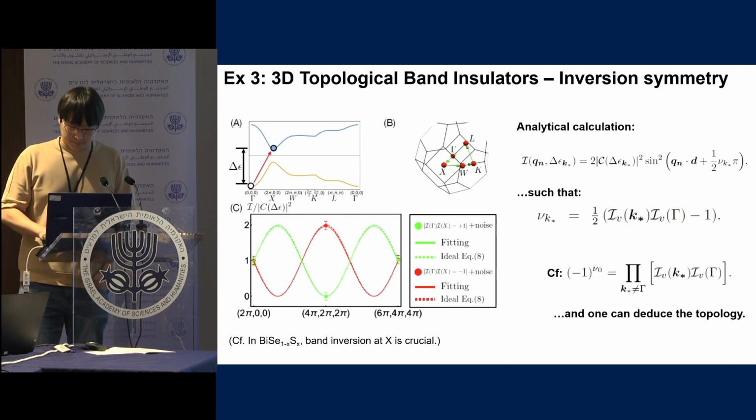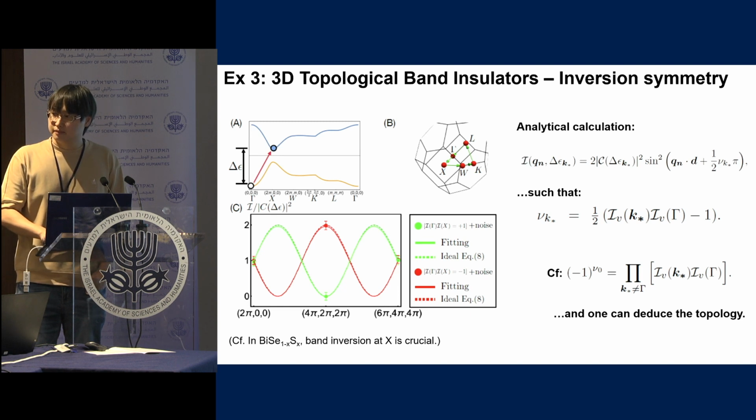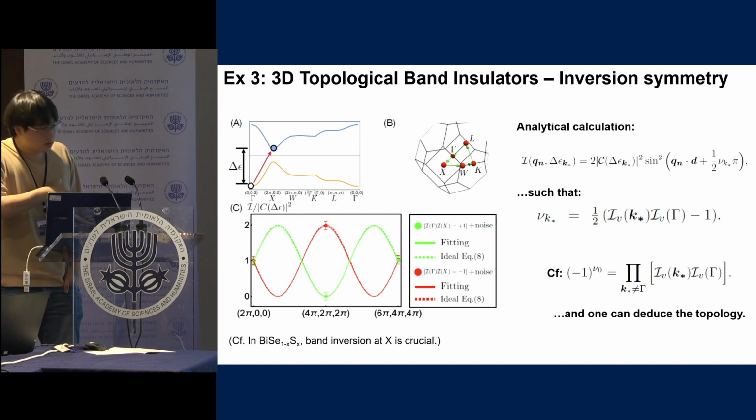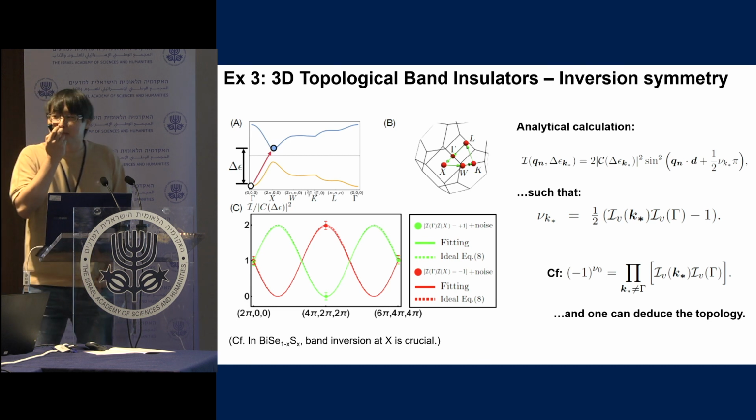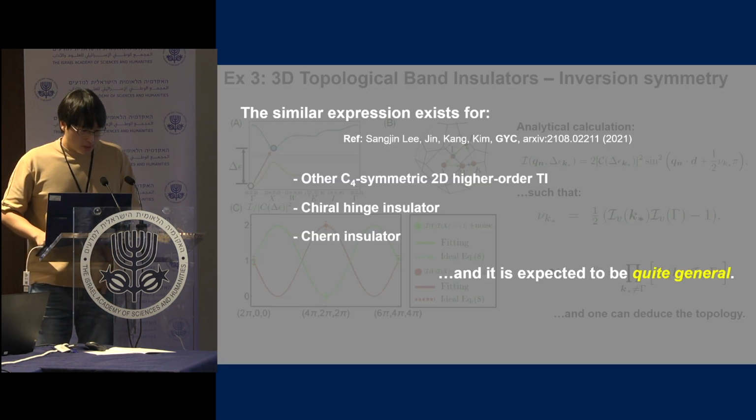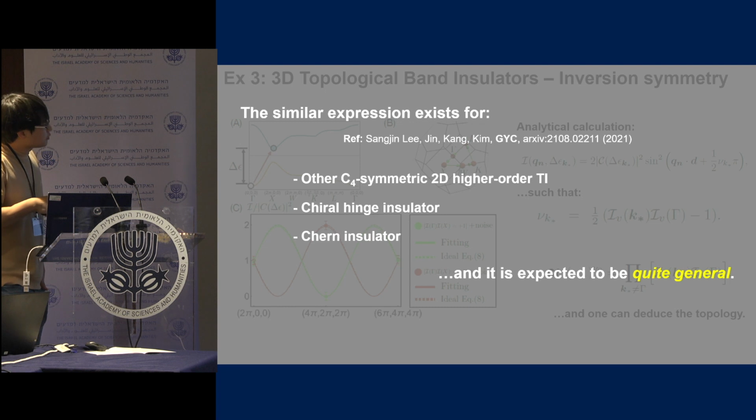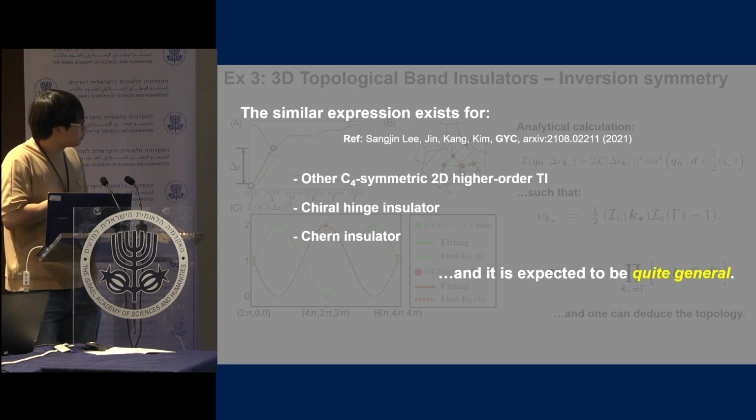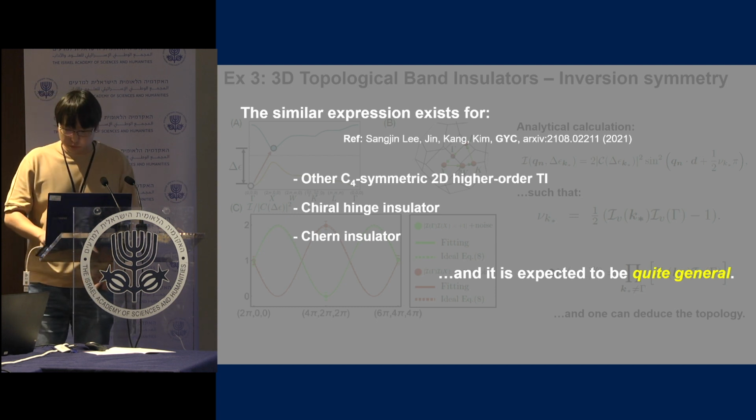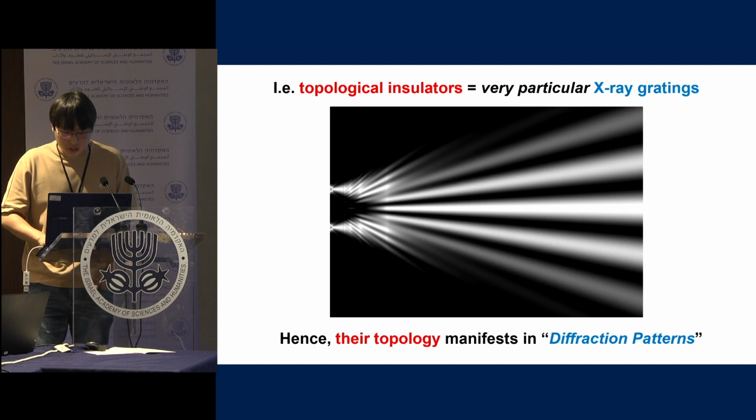But can you change the formula from the right side into the band formalism that doesn't depend on inversion symmetry? Yeah, we tried, but we failed. That's a good question. Actually, a similar formula exists for other C4 symmetric 2D insulators, chiral hinge insulators, and Chern insulators. And it looks like I can generalize it to the topological superconductors too, but we are still working on it.